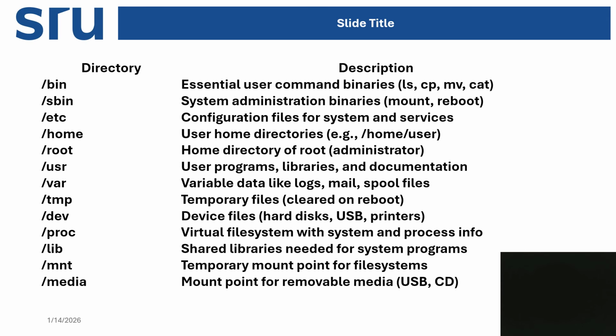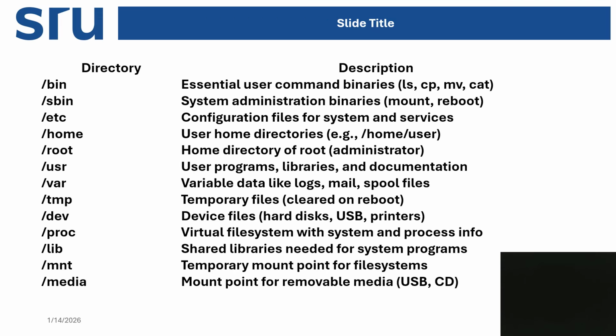First one is slash bin. It is essential user command binaries. Whatever user commands are there, those commands are under the control of slash bin only. Essential user command binaries: ls, cp, mv, cat, etc. Second one is sbin, which means system administration binaries. Some set of commands are related to the system, the operating system, like the mount command, the reboot command, and the unmount command, that is umount. Those things come under sbin only.